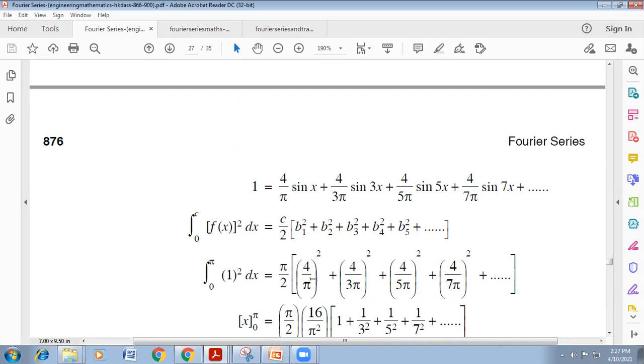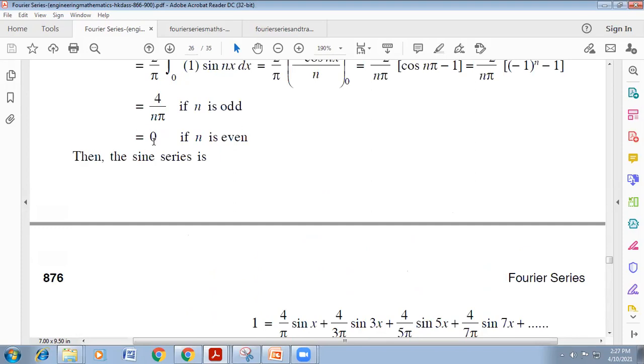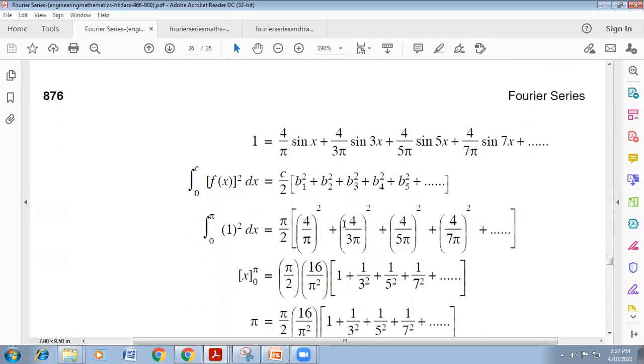Pi, pi by 2. And b1 what? b1 is 4 by 5 pi. And b2 will be what? Will be 4 by 3 pi. b3 will be 4 by 5 pi. And b4 will be this. Okay, only for odd numbers. b2 is absent, b4 is absent, b6 is absent, because they are 0. For even numbers, bn equals what? 0. This is why we get this series.